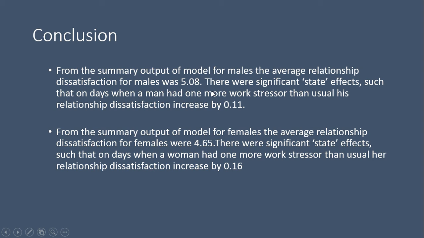So what's the conclusion? From the summary output of the model for males, the average relationship dissatisfaction for males was 5.08. There were significant state effects such that on days when a man had one more work stressor than usual, his relationship dissatisfaction increased by 1.11. And from the summary output for the model for females, the average relationship dissatisfaction for females was 4.65. Significant state effects such that on days when a woman had one more work stressor than usual, her relationship dissatisfaction increased by 0.16. So there is some relation between relationship dissatisfaction and work stressor.